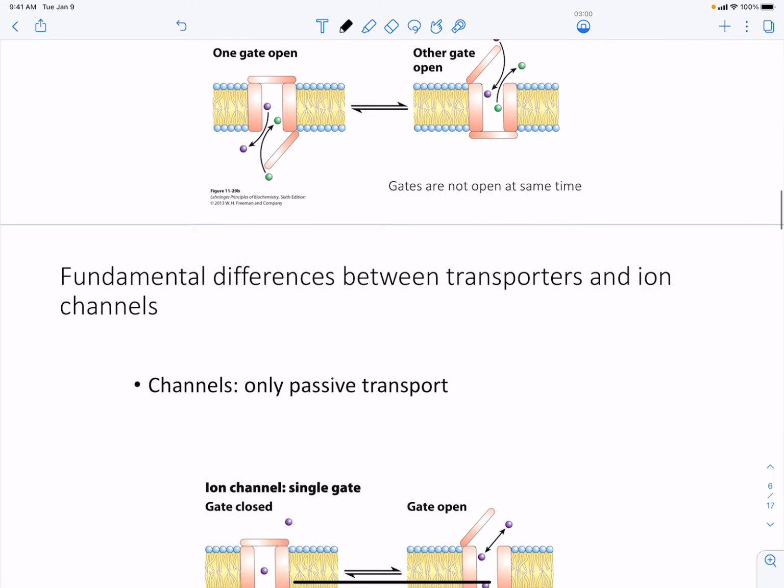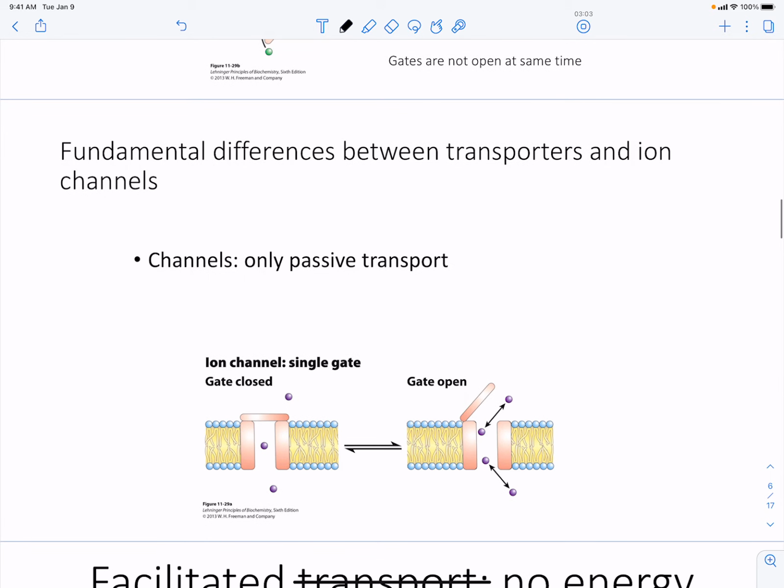Now, channels are only passive transport. So channels allow the movement of ions at rates on order of magnitude greater than a typical transporter, and some have specificity for an ion, but they are not saturated. And the direction of the ion is dictated by the ion's charge and the electrochemical gradient.